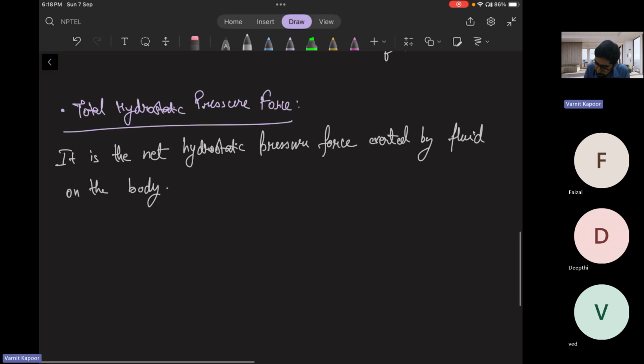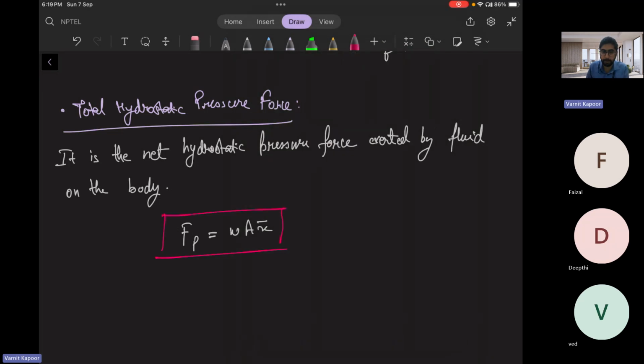The value of this pressure force Fp is nothing but specific weight into area into x bar, that is rho g into area into x bar. I'll derive how it comes. This expression is valid for a flat surface in any orientation, so the flat surface can be at an inclination as well.